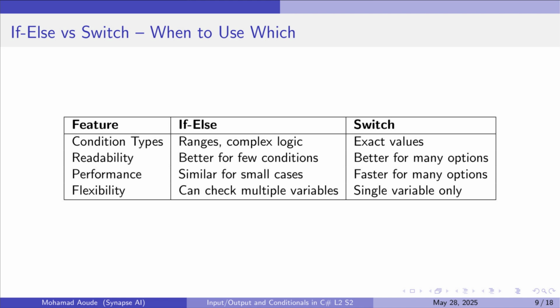Switch shines when comparing a single variable against multiple exact values, especially with enums, chars, or strings. For a few branches, the performance is similar, but switch scales better when options grow and keeps your code more readable. From a maintenance standpoint, switch statements keep your code more organized when options grow beyond 3 or 4 cases.